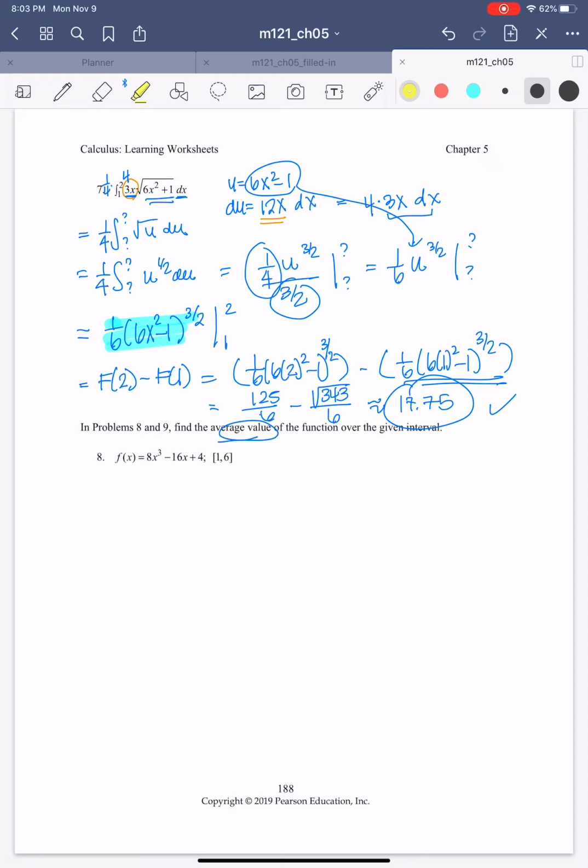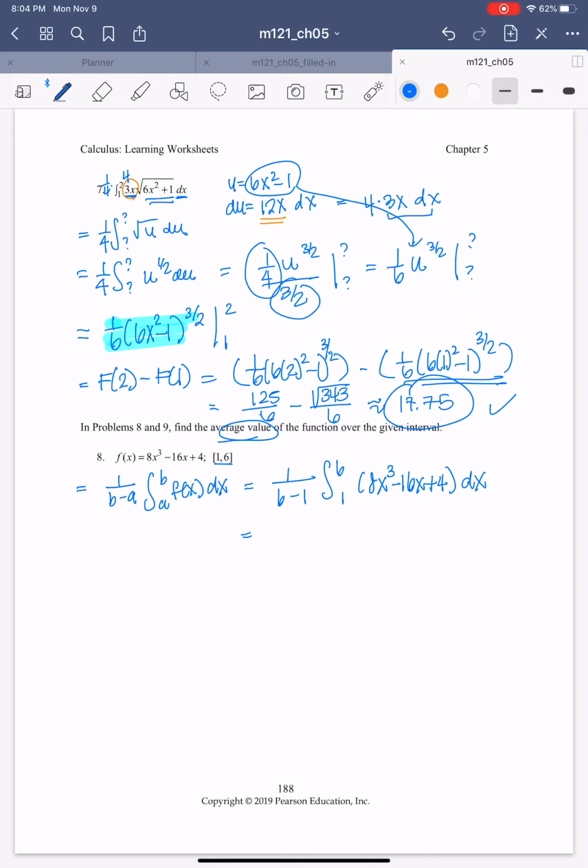Since we are finding the average value, I'm going to be rewriting 1/(b minus a). My a and b are 1 and 6, right? But the formula says f of x dx. So let's do some substitution. This will be 1/(6 minus 1), integrate from 1 to 6, and then you have 8x cubed minus 16x plus 4 dx. 1/(6 minus 1), that is 1/5.